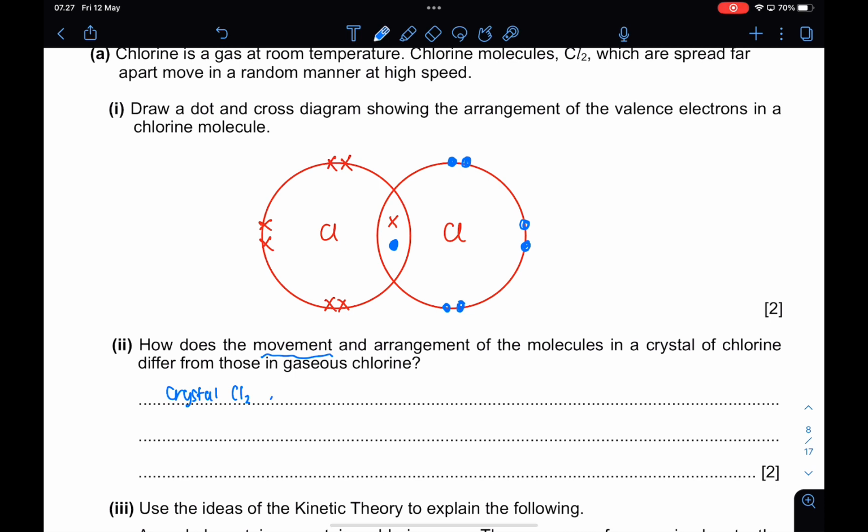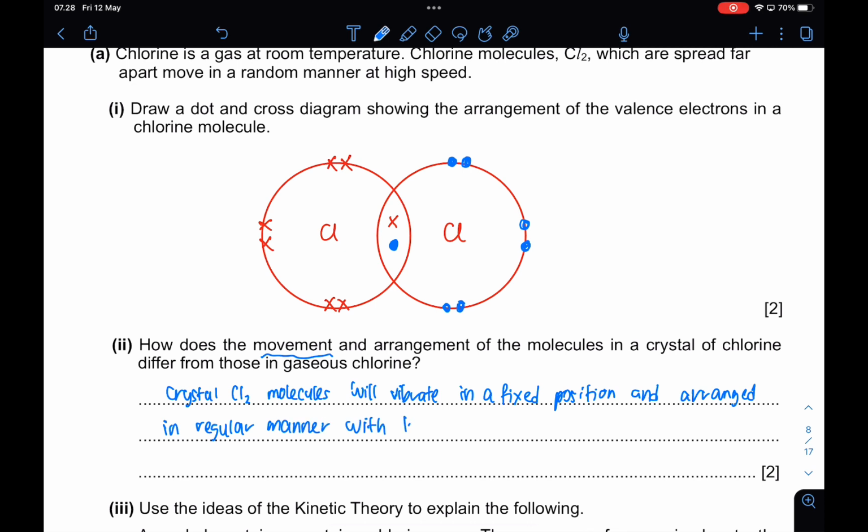So let's say, for example, I'll write down here: crystal chlorine molecules will vibrate in a fixed position and be arranged in a regular manner with little or no gaps with other Cl2 molecules. So this is going to be for the crystal.